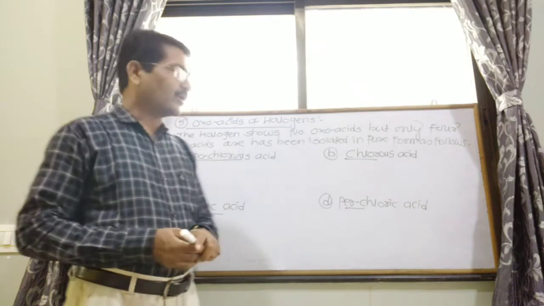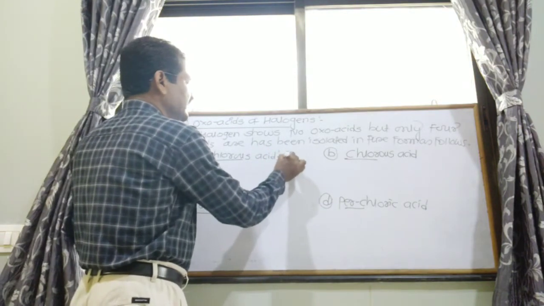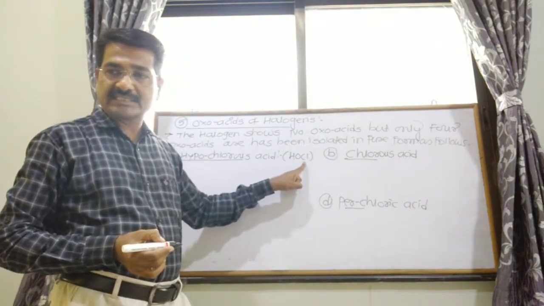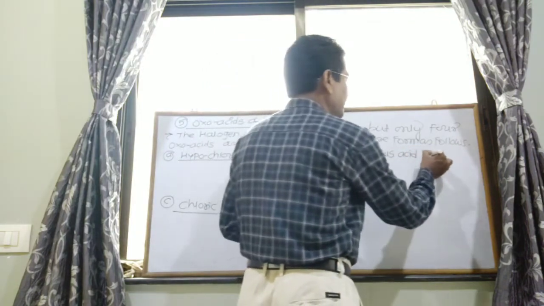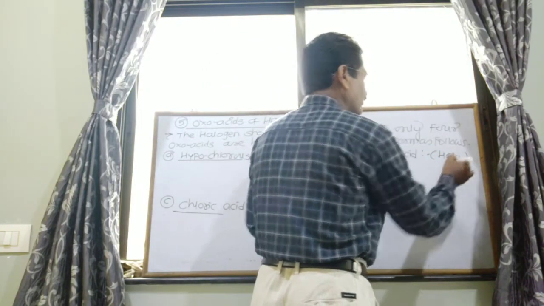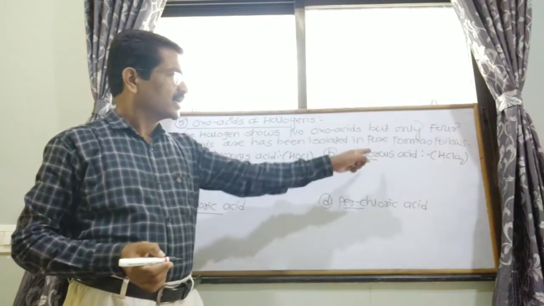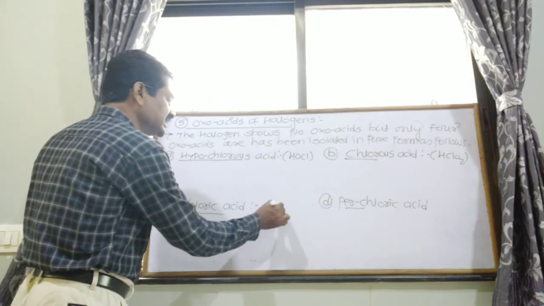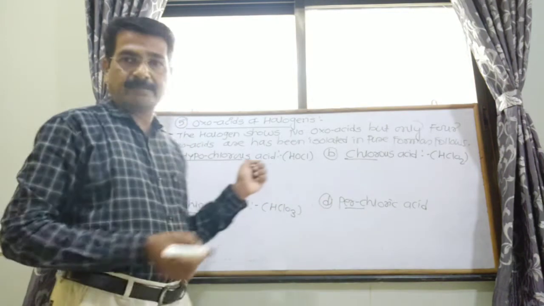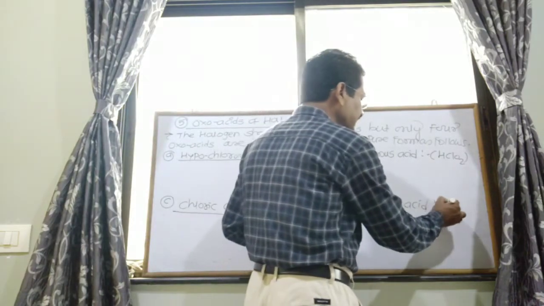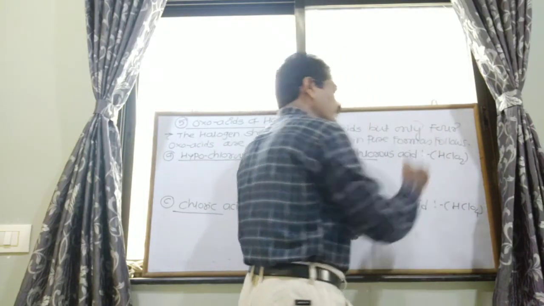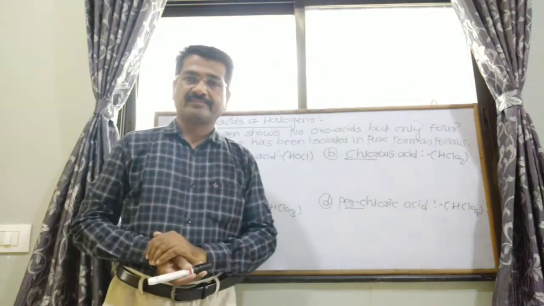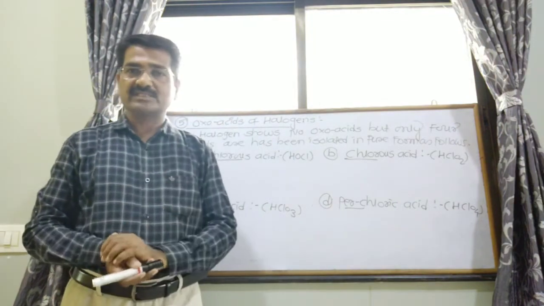See the molecular formulas of those. Hypochlorous acid is HOCl; hypo indicates hydrogen. Then chlorous acid, HClO2. One oxygen is increased to form chlorous acid. Then chloric acid, HClO3, and the last one is perchloric acid, HClO4. So these are the molecular formulas of the oxoacids of halogens, that is chlorine.